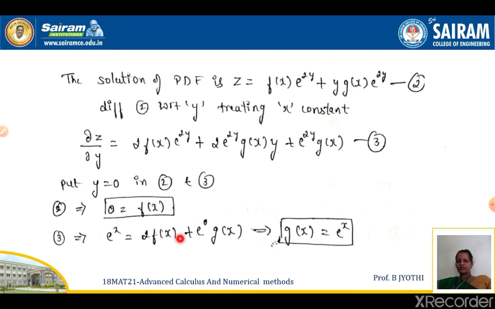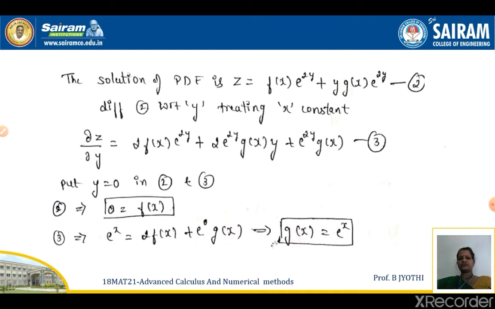Since y is 0, e power 2y will be 1, and e power 0 again into g of x, and the middle term again will become 0 because y is multiplied. And therefore f of x is 0, we have already obtained, and we get g of x is equal to e power x. We have got f of x is 0 and g of x is e power x.